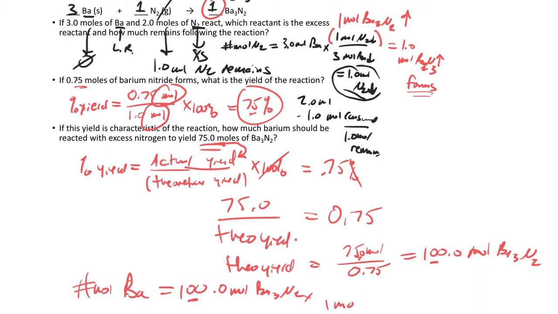Well, for every 1 mole of barium nitride, we need to start with 3 moles of barium. Just that coefficient of 3 in front of barium in our reaction, a 3-to-1 ratio. And so that's going to lead us to 300 moles of barium. So we react 300 moles of barium with an excess of nitrogen. Goes in a 3-to-1 ratio. For every 3 bariums, I get 1 Ba3N2. I should get 100 moles, but I only get 75 due to the 75% yield.